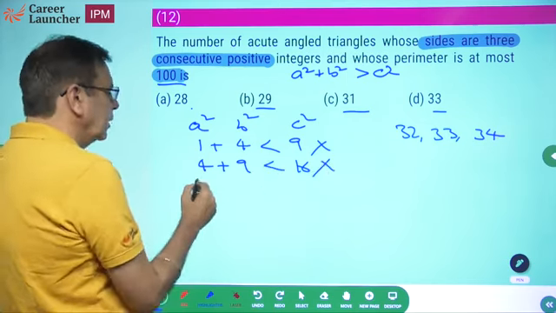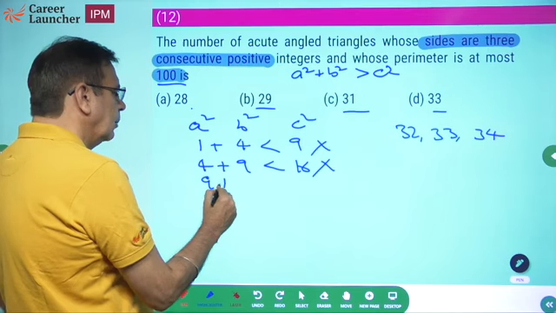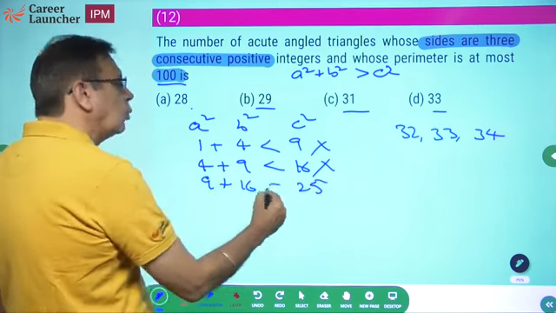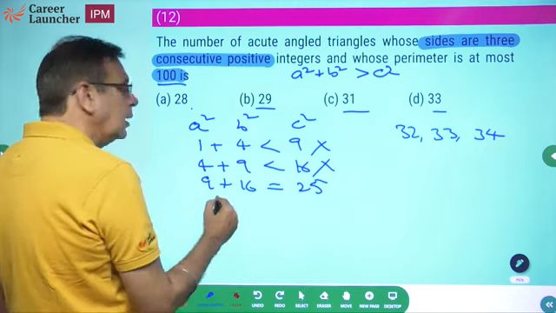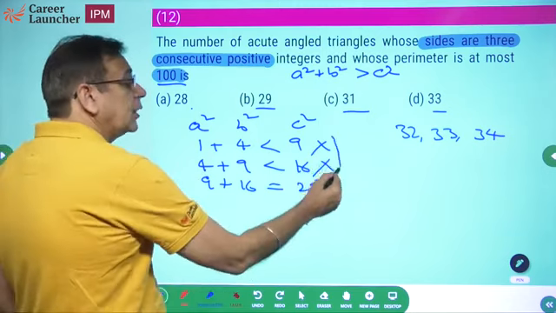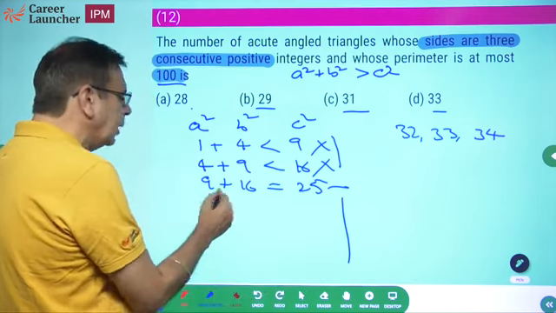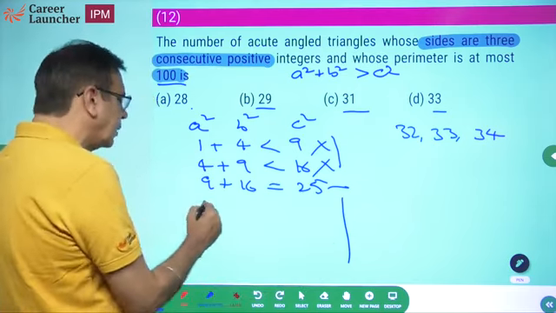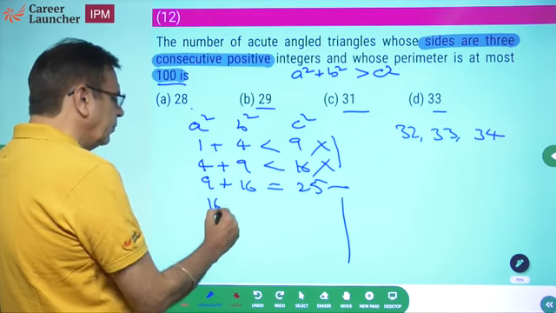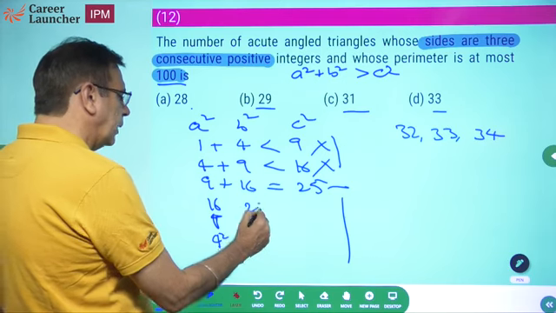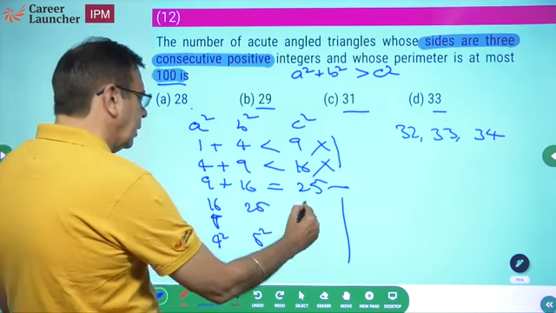Next case, 3, 4, 5. 9 plus 16 is 25, and 5 square is 25, equal. This is a right angle triangle. It means I started with obtuse, now I have right, and the subsequent ones will all have to be acute. So what are they going to be? You want to verify, we can do that. 4, 5, 6: 4 square is 16, 5 square is 25, 6 square is 36.